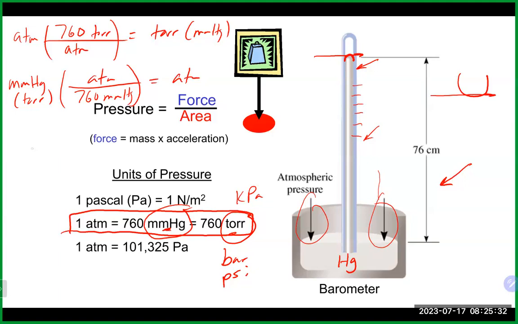And that's because a millimeter of mercury is the same thing as a torr. It's a 1-to-1 relationship between those two. So you just change the units. If you have to do that conversion, that's not too bad. But a torr and a millimeter of mercury are basically the same unit. Any questions on that there?